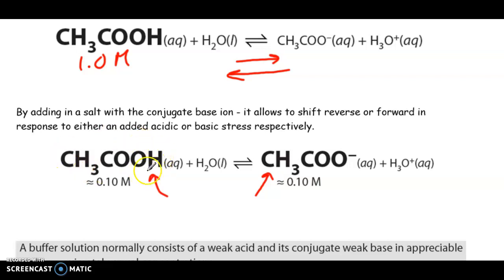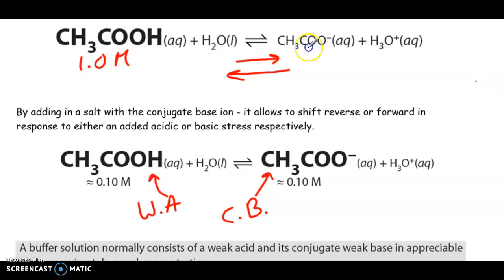So instead of adding only the reactant and waiting for the forward and reverse to be equal, we add in the same quantities or similar quantities. It doesn't have to be exactly the same, and we'll talk about that later, but similar quantities of, in this case, our weak acid, and we have to add in its conjugate. In this case, if we have acetic acid, the conjugate is the acetate anion.